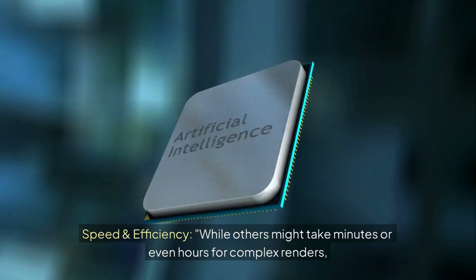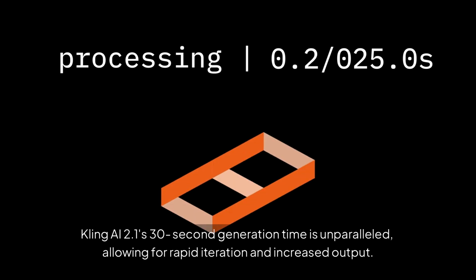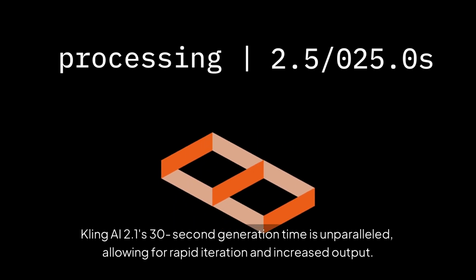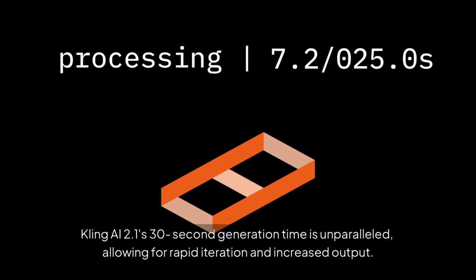Speed and efficiency. While others might take minutes or even hours for complex renders, Kling AI 2.1's 30-second generation time is unparalleled, allowing for rapid iteration and increased output.